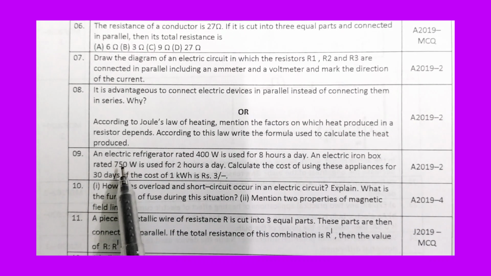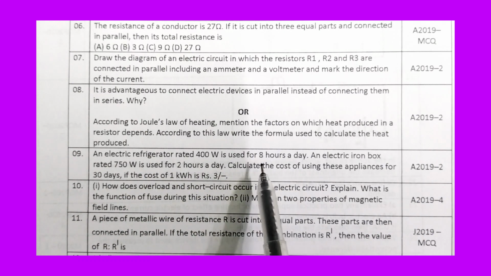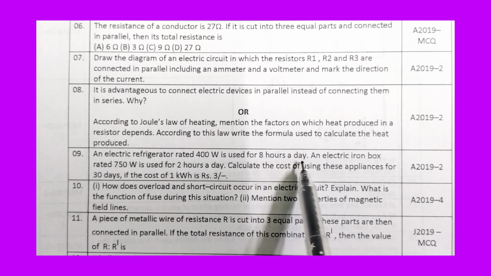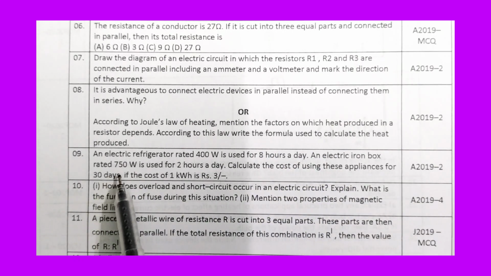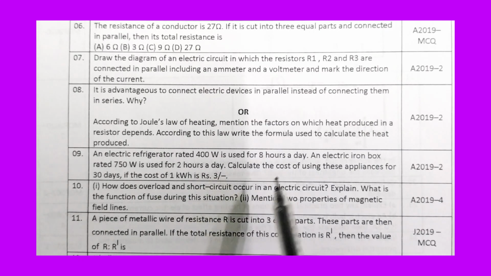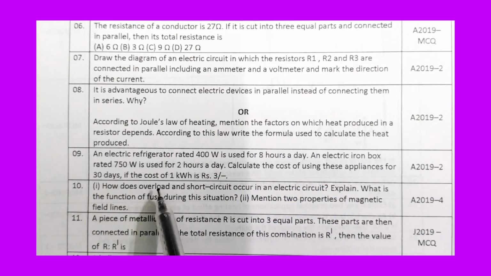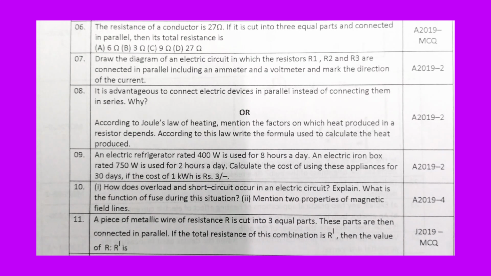ಒಂದು ನ್ಯೂಮರಿಕಲ್ ಇದೆ. An electric refrigerator rated 400 watt is used for 8 hours a day. An electric iron box rated 750 watt is used for 2 hours a day. Calculate the cost of using these appliances for 30 days if the cost of 1 kilowatt hour is rupees 3 ಅಂತ ಕೊಟ್ಟಿದ್ದಾನೆ. ಸೊ ನಾವು ಲೆಟ್ ಅಸ್ ಕ್ಯಾಲ್ಕುಲೇಟ್. ಇಲ್ಲಿ ಎರಡು ಅಪ್ಲಯನ್ಸಸ್ ಇದೆ, ಒಂದು ರೆಫ್ರಿಜರೇಟರು, ಇನ್ನೊಂದು ಎಲೆಕ್ಟ್ರಿಕ್ ಐರನ್ ಬಾಕ್ಸ್ ಕೊಟ್ಟಿದ್ದಾನೆ.